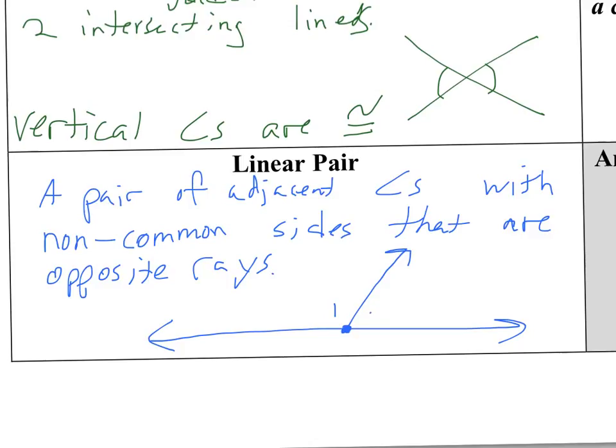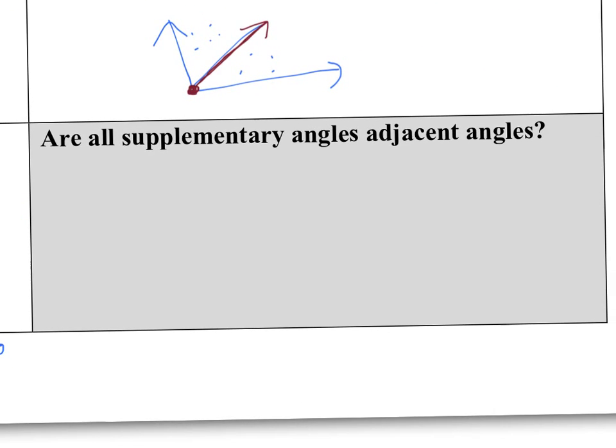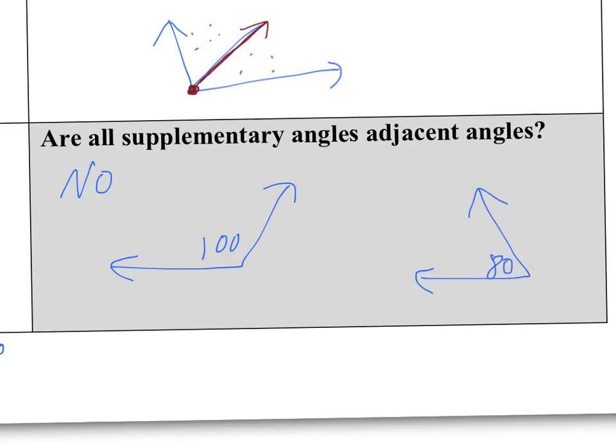We'll call this one angle 1 and angle 2. We also know that these angles, when we add them, they equal 180 because it's a straight angle, which means that these two adjacent angles are supplementary. They add up to equal 180 degrees. All right, are all supplementary angles adjacent angles? No, absolutely not. We looked at an example. If I had an angle here that was 100 and an angle over here that was 80, these are still supplementary because they add up to 180 degrees, but they are not adjacent.